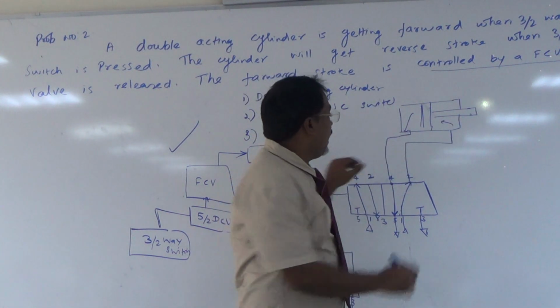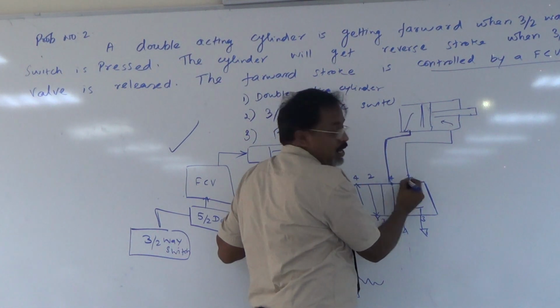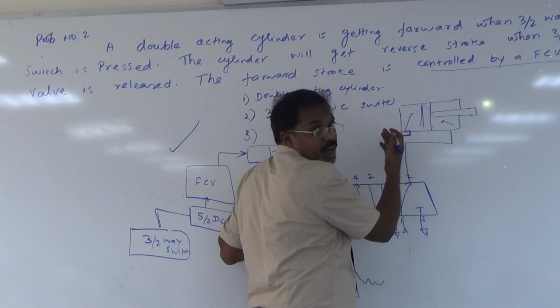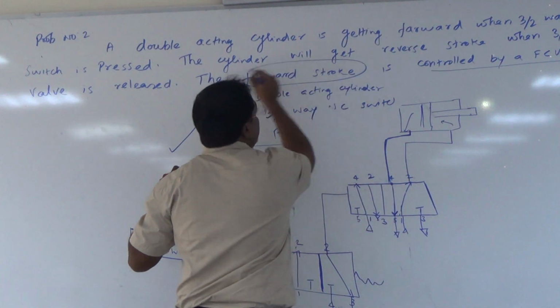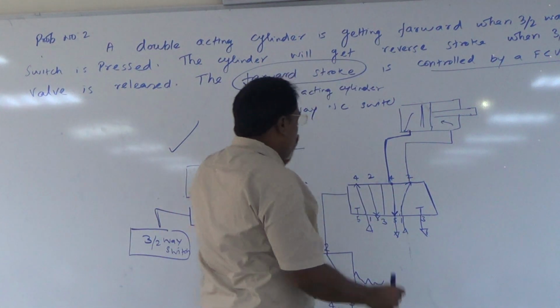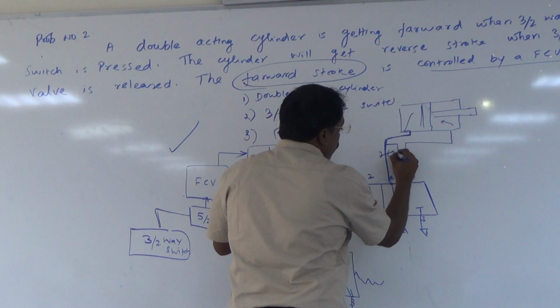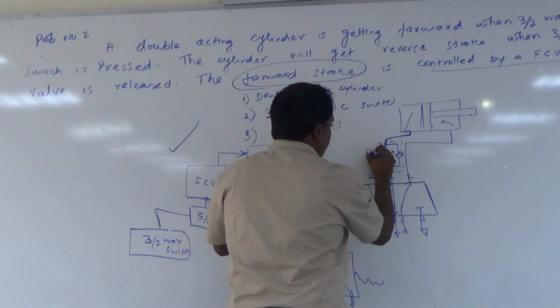The forward stroke line is this line. Correct? This is the forward stroke line. If I include it here, only the reverse stroke will come in a controlled way. But the problem is saying the forward stroke is controlled by an FCV. So the flow control valve I have to include here. This is the symbol for the flow control valve. So I have to include here the flow control valve. This is the flow control valve, FCV.